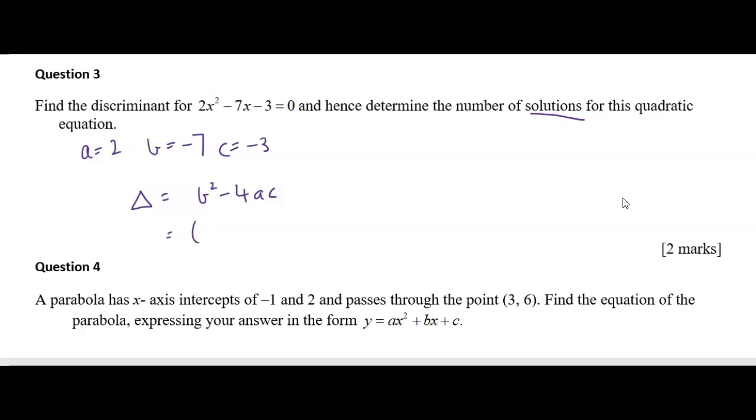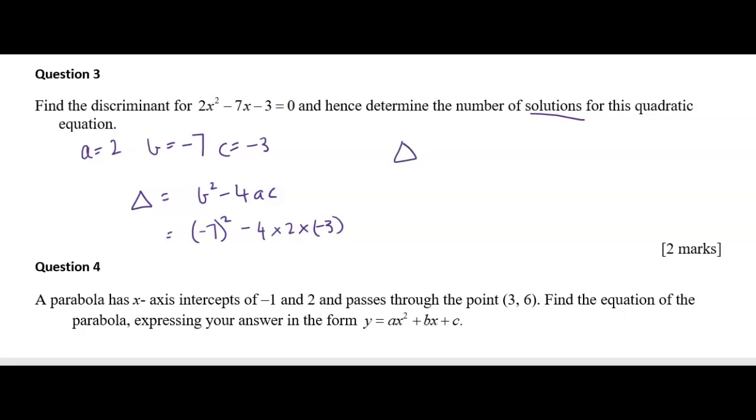Now, B is -7. Don't make the mistake of saying that's -49, because remember, when you square a negative number, you get a positive answer. So 7 squared is 49, but -7 squared is also 49. Okay, sometimes putting negatives in brackets reminds us of that. And then we've got -4 times A times C. So C is a -3.